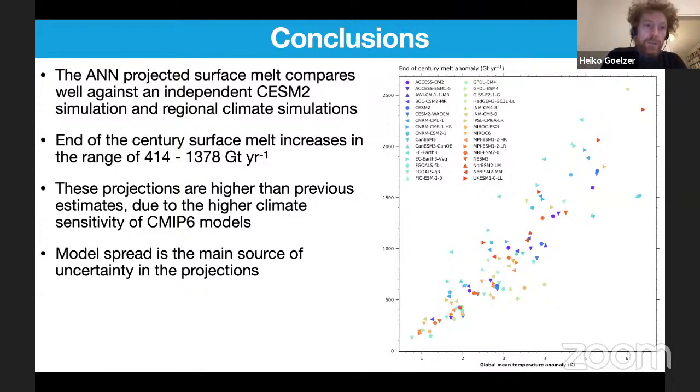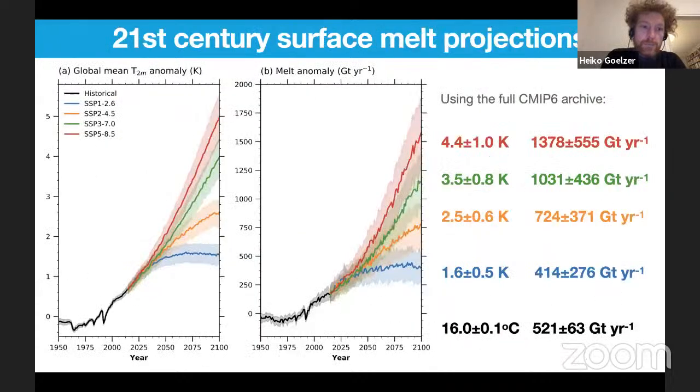I was wondering, so you make these projections for melt, but wouldn't it be interesting to do the same for runoff? Because, you know, melt is kind of like a predecessor for runoff, and you may want to project how refreezing capacity increases or decreases.